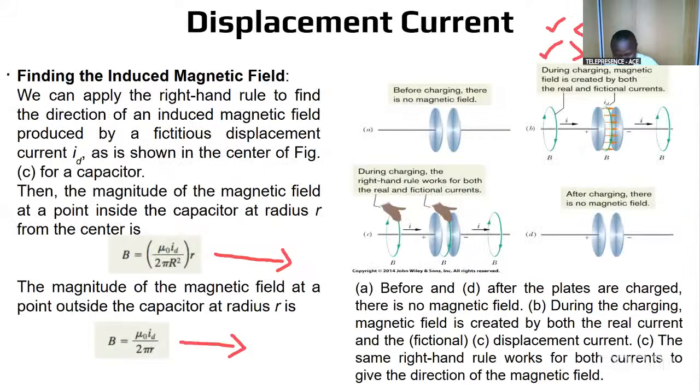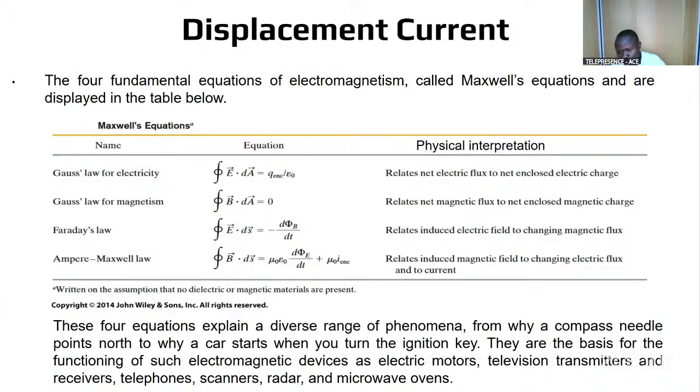So these are the four basic equations of electromagnetic phenomena. These four equations are called Maxwell's equations. So the first one, and the physical interpretation: you have Gauss law for electricity. What's the physical interpretation? It relates net electric flux to net enclosed electric charge.